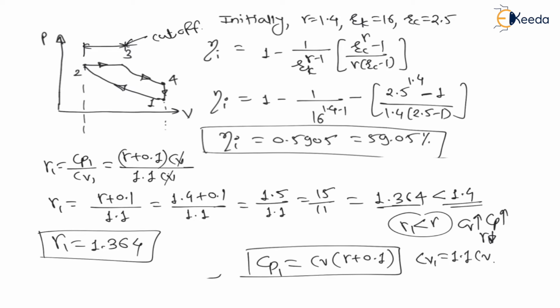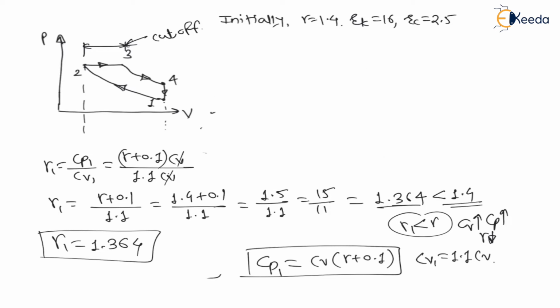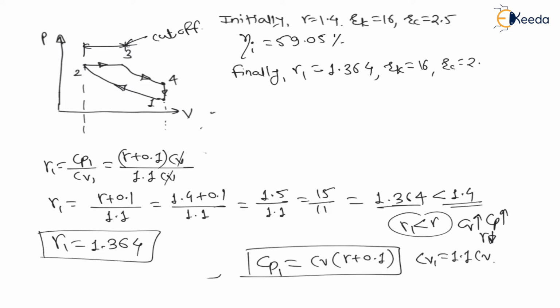Now let us find this new efficiency. Initial efficiency I am writing here: efficiency initial is 59.05%. And finally this gamma 1 becomes equal to 1.364. But my dear students, compression ratio will not change and cutoff ratio will not change, right? They will remain as they are. So let us find the final efficiency of the cycle.